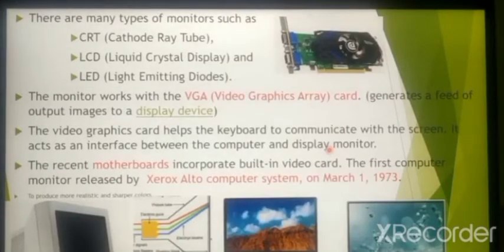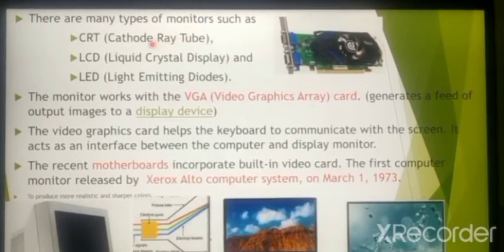Actually, there are different types of monitors available. Here only 3 different types of monitors are given. First one is CRT monitor, which is cathode ray tube. Second, LCD monitor, liquid crystal display. And the last one is LED monitor, light emitting diodes. All these 3 monitors' images are given here.